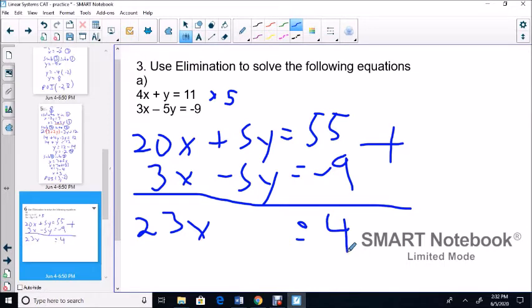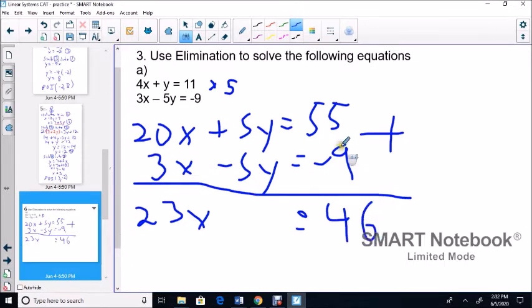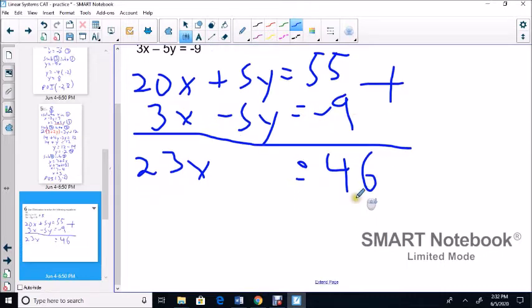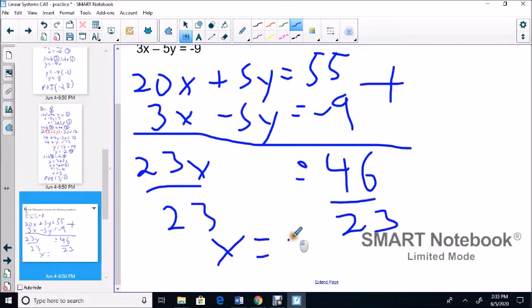Okay, you get 46. So 55 plus negative 9 is actually 46. You can put it in your calculator. Then you divide both sides by 23, and you get x equaling 2. So we've got x equal to 2.